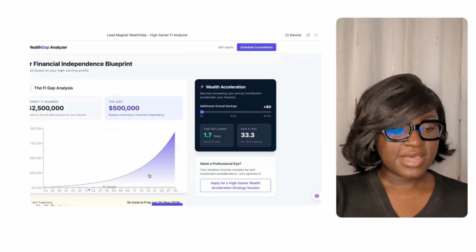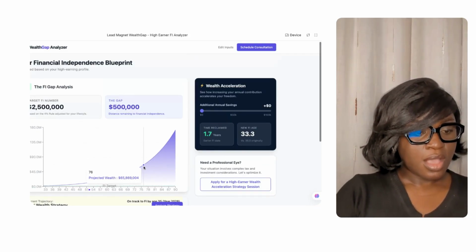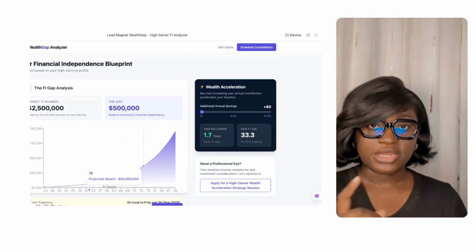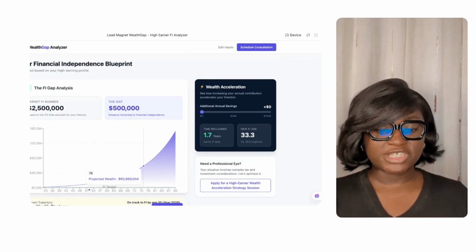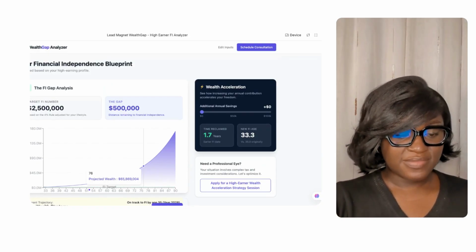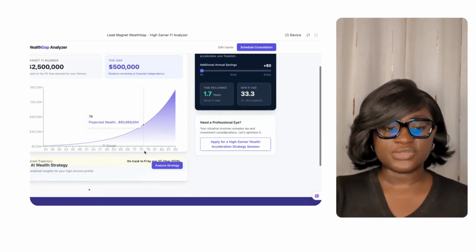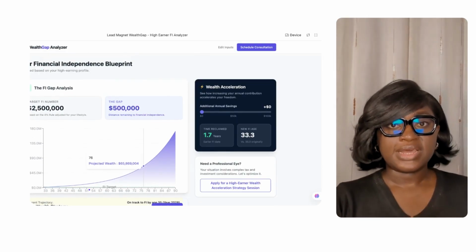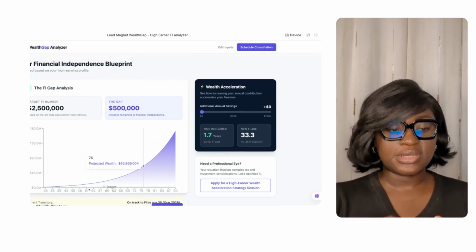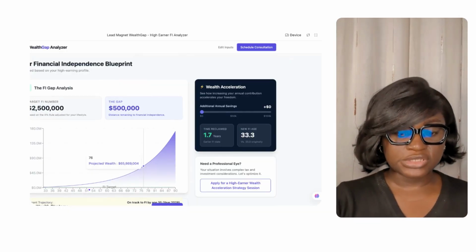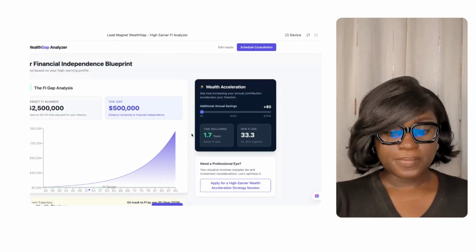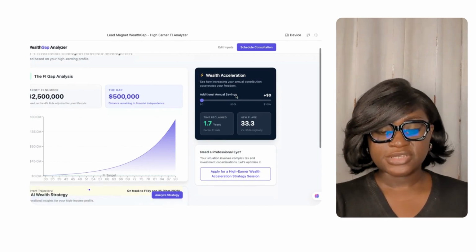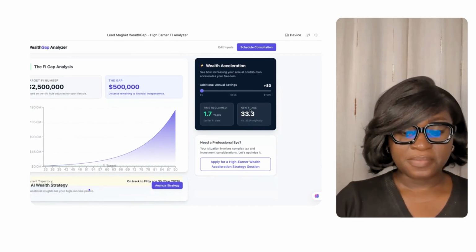So we have the analysis here, and it's telling us my target number and then the gap. The gap is just about $500,000 that I need to invest, which tells me I can do that, and it's also giving me an analysis. So that's one of the things we also did with these lead magnets. We're not just calculating the numbers and giving them straight to you like the other calculator. This one has an analysis tied to it. So see how increasing your annual contribution accelerates your freedom, the time reclaimed, and then your new financial independence age.